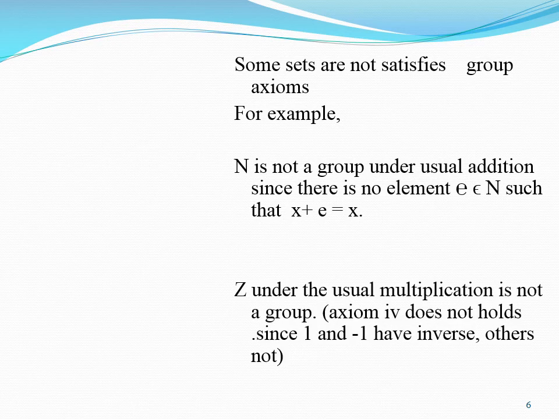Next, another example, Z under multiplication is not a group. Why? Axiom 4 does not satisfy. That is, the elements 1 and minus 1 alone have inverse elements, the others don't have an inverse. So you should remember N is not a group under addition, Z is not a group under multiplication.